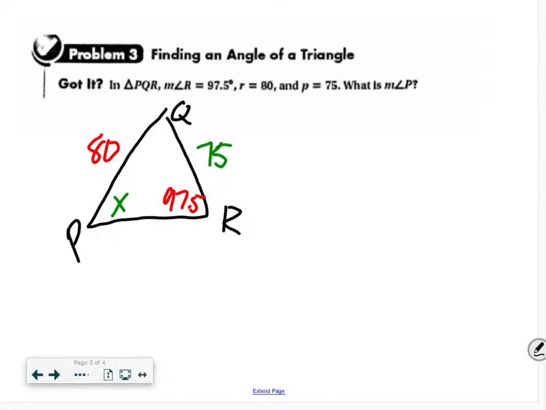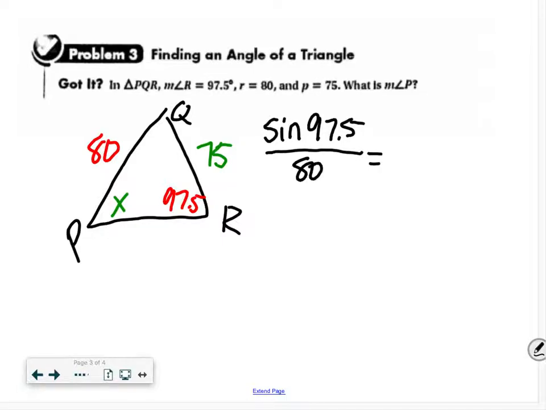Do I have stuff that matches up? Yes, I sure do. Somebody give me my first fraction. Sine of 97.5 over 80. Good. Sine of 97.5 over 80.